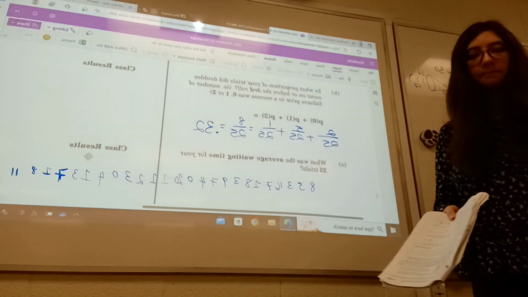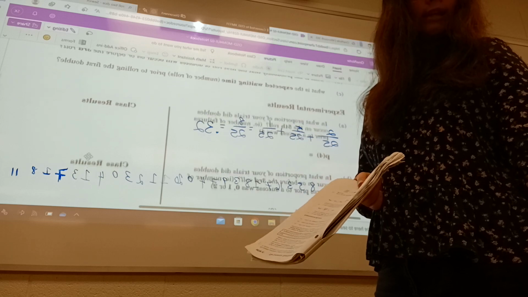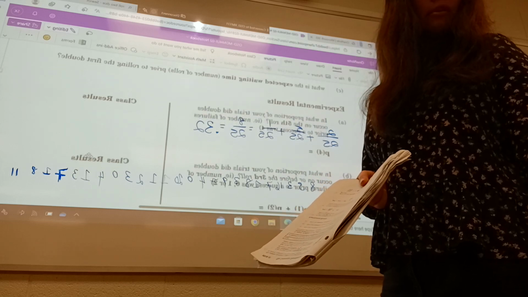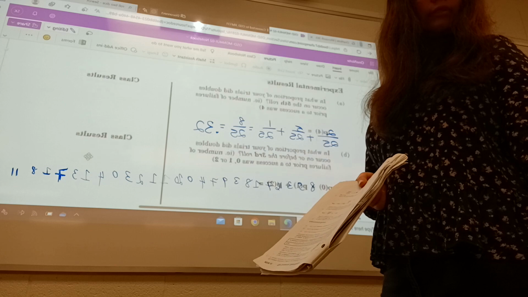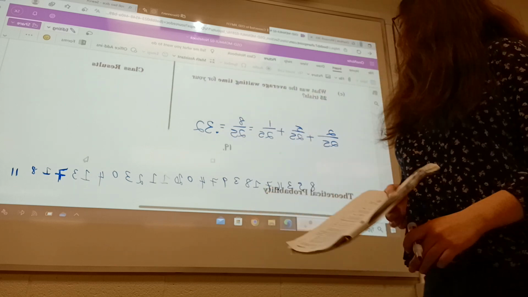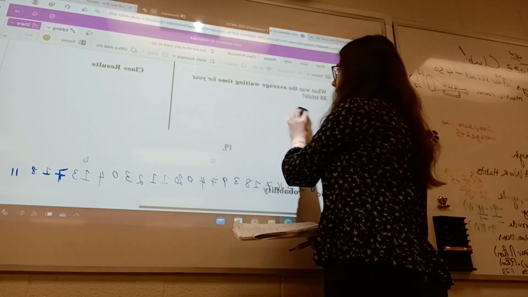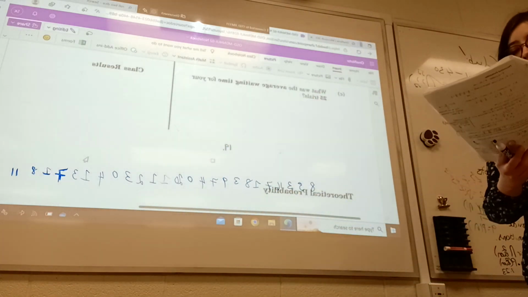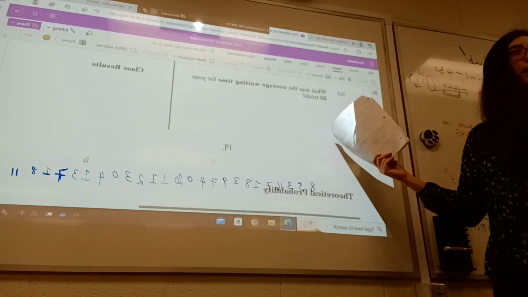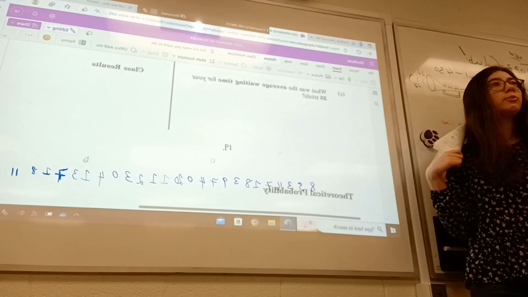All right. Last question on this page. It says, what is the expected waiting time or number of rolls prior to rolling the first double? So expected kind of means average, right? What is the average waiting time for your 25 trials? Does anybody have an idea of how we might calculate the average waiting time? How would we do that?